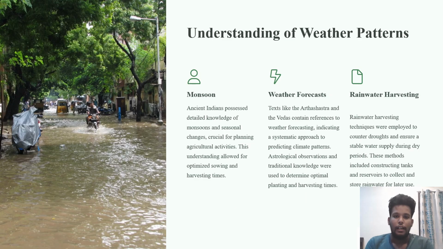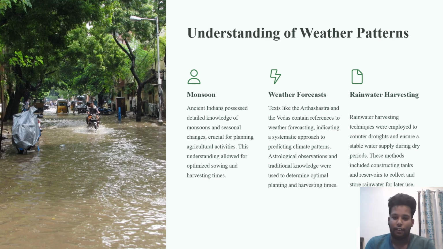Now we'll understand the weather patterns and how ancient people understood them. For example, in the case of monsoons, ancient Indians possessed detailed knowledge of monsoons and seasonal changes, which helped in crucial planning for agricultural activities. This understanding allowed for optimized sowing and harvesting times, which helped the farmers understand which crop to grow at what season or what time of the year.